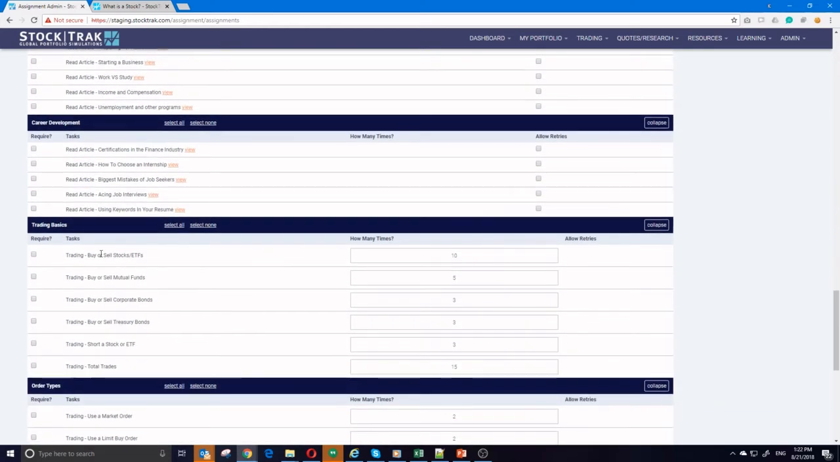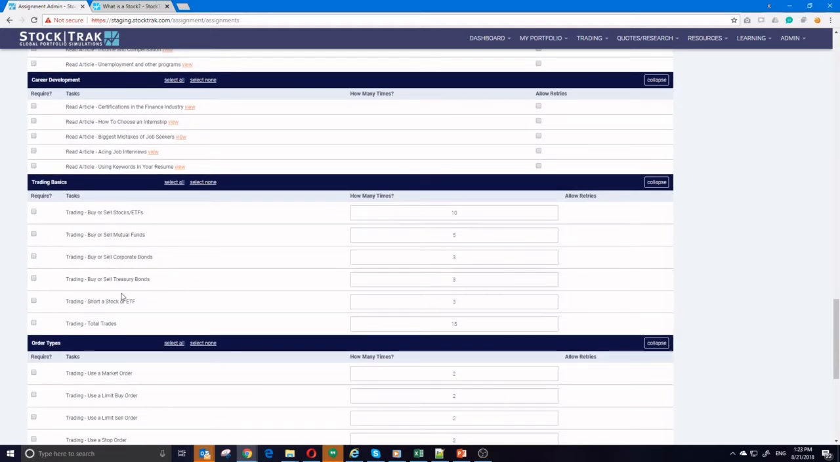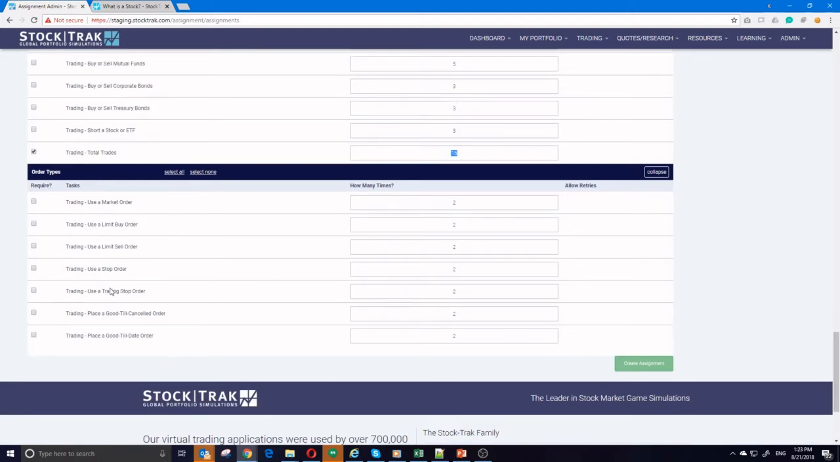And finally, this last section is using different types of orders. So you can ask your students to actually place a few trades this week. You can say at least 10 of those trades need to be stocks, but you need to make 15 trades total. You can require them to use certain order types like limit orders and stop orders. This is to get them a little bit more familiar with their portfolio and actually start building it and making trades.